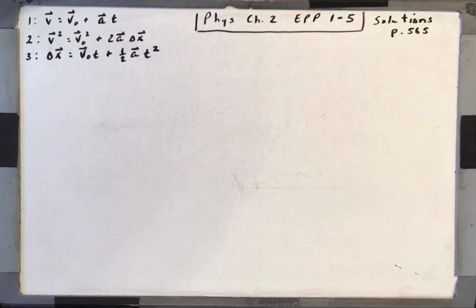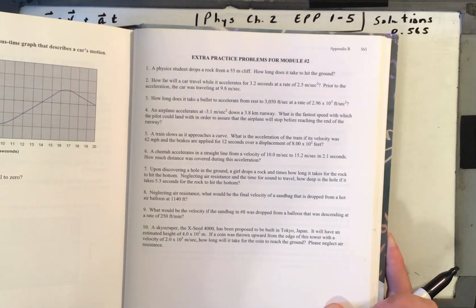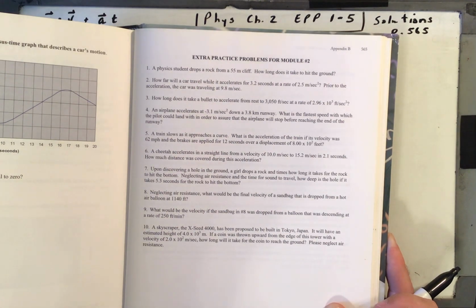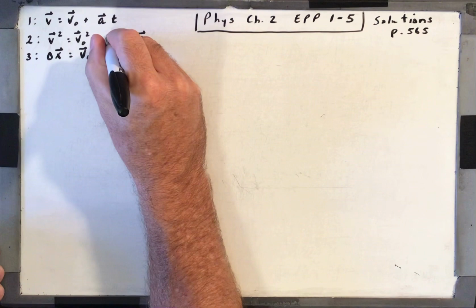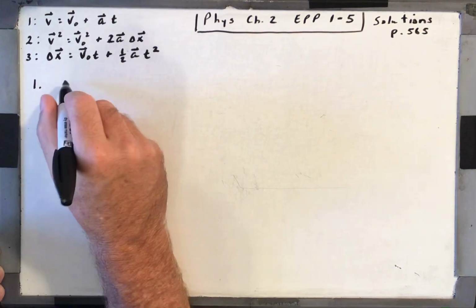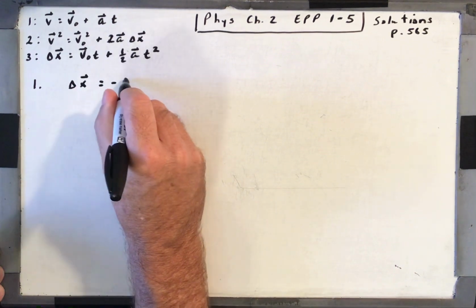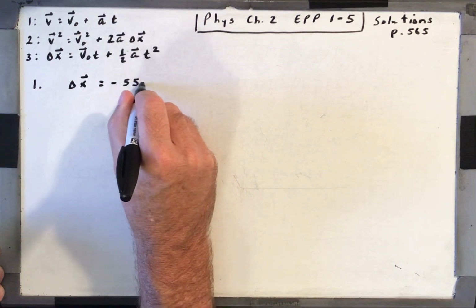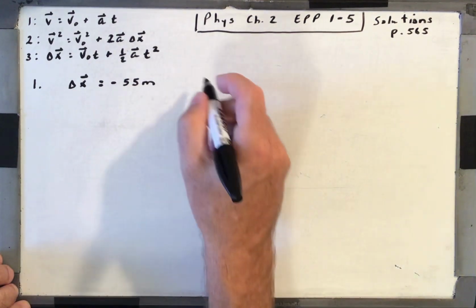So number one says a physics student drops a rock from a 55-meter cliff. How long does it take to hit the ground? All right, let's just go ahead and write down what we know. So we know that delta x is negative 55 meters. So make sure you make it negative. It's going down. That's an easy thing to mess up.